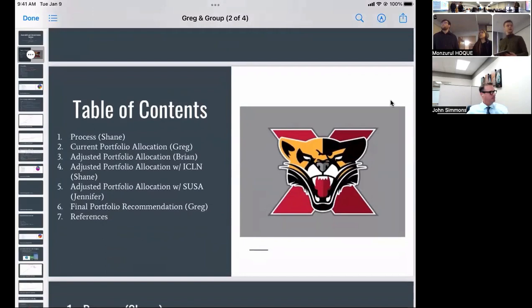This is our table of contents. So Shane is actually going to go over the process of how we did our analysis. I'll go over our current portfolio allocation. Shane will go over the adjusted weights for the portfolio allocation, as well as including ICLN as an ETF. Jennifer will go over the inclusion of SUSA ETF with the portfolio, and then I'll give the final recommendation.